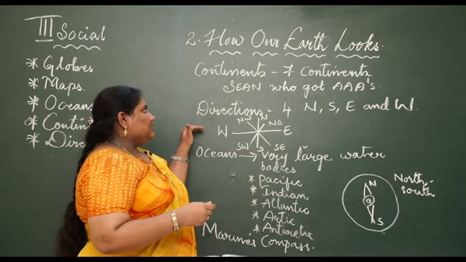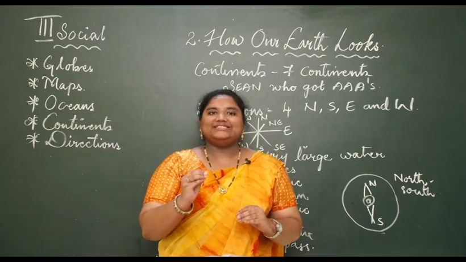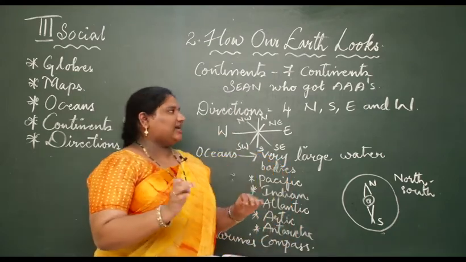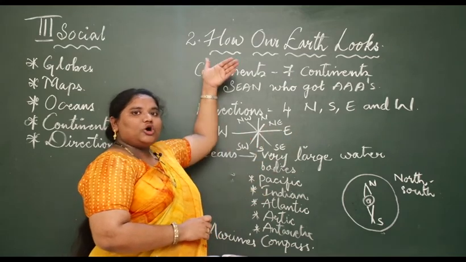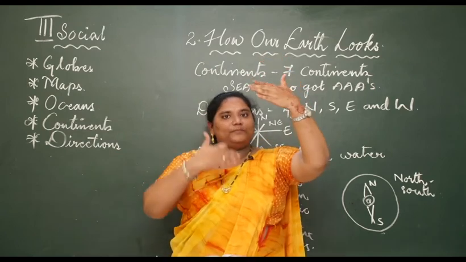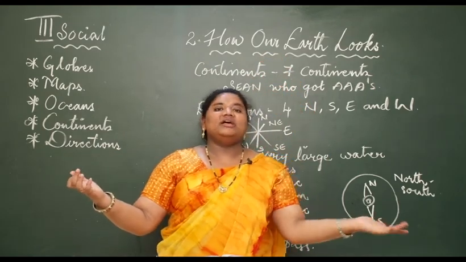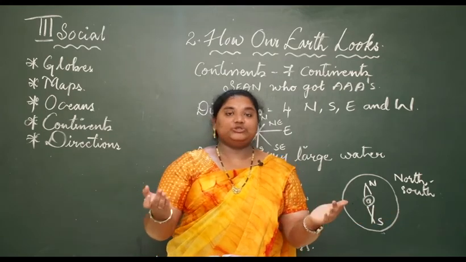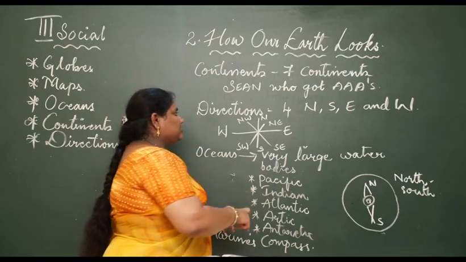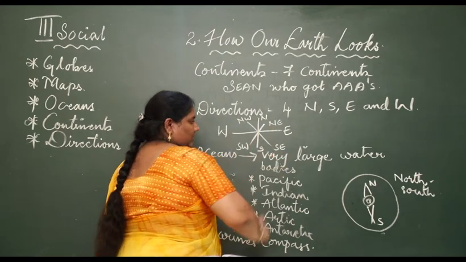Next, in maps, the important part is directions. We have 4 major directions. They are east, west, north and south. To your top is north, and the opposite of it is south. To your right is east and to your left is west. These are the 4 main directions. You also have sub-directions. They are northwest, northeast, southwest and southeast.